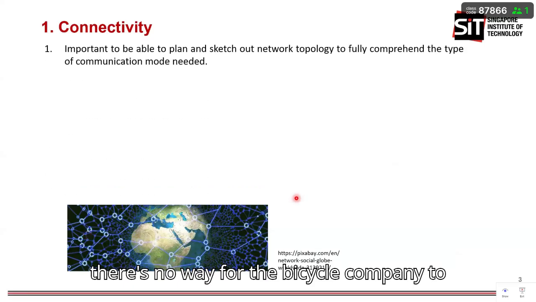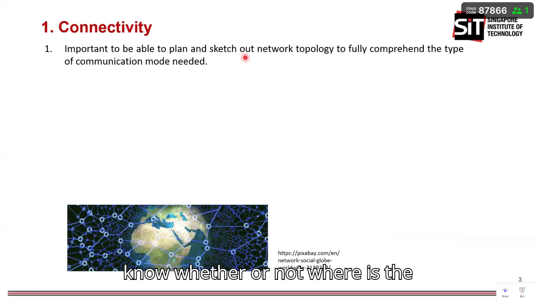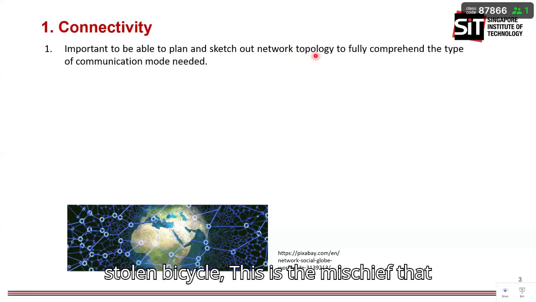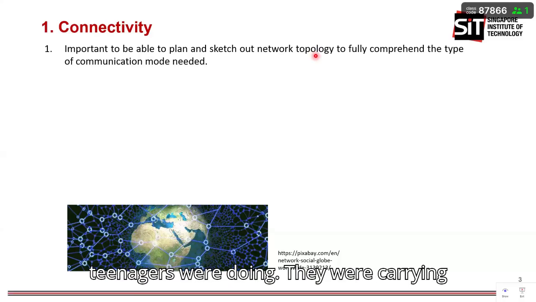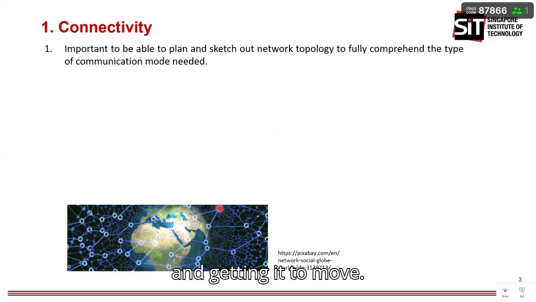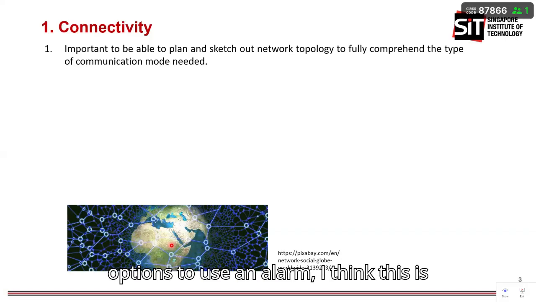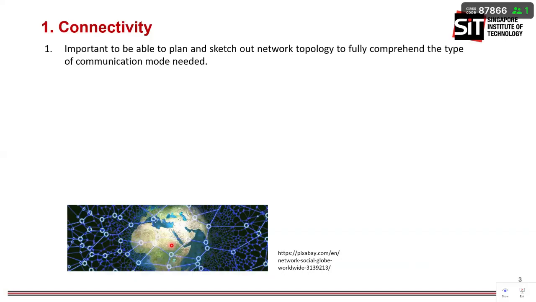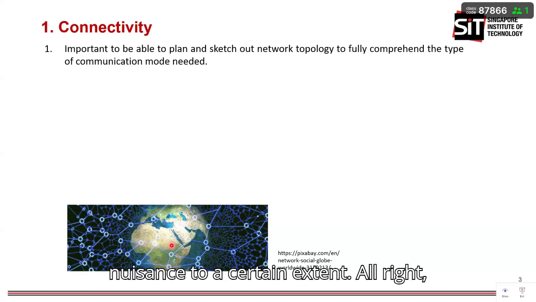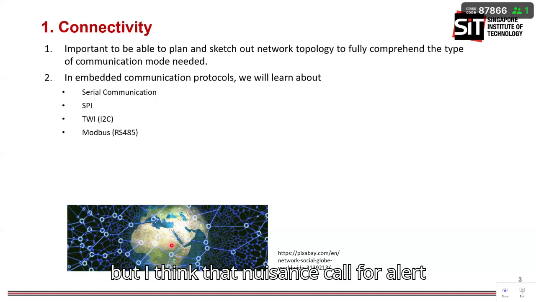So first of all, connectivity. Connectivity is important to be able to plan and sketch out network topology. Network topology, you have learned a bit when we touched on Modbus. Remember the daisy chain, star connection, and so on. But when we are looking at the internet, it is allowing us to really have the ability to connect to any device or any equipment as long as they are on the internet. So this is really, really powerful.